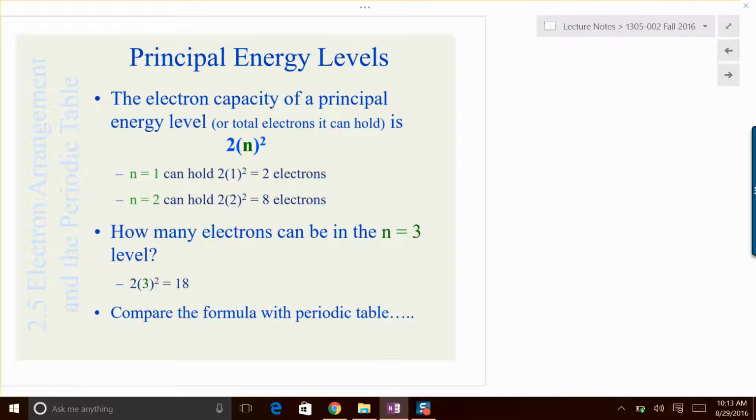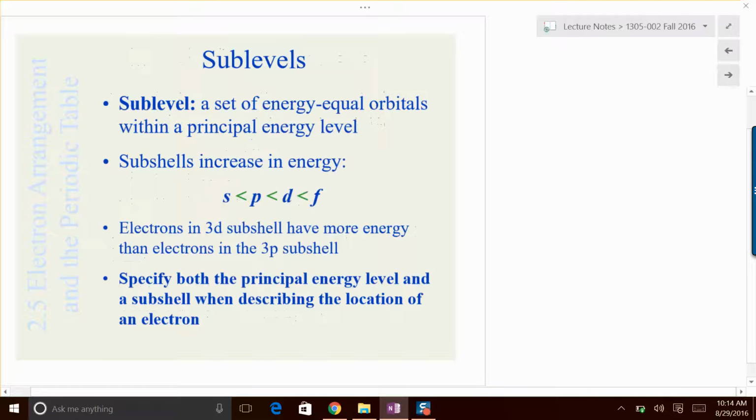But instead of using the formula, what I really want you to understand is why. Why can it hold 18? Because it has an S, a P, and a D. And the S holds 2, the P holds 6, and the D holds 10. Okay? So if you understand that, you'll be better off.